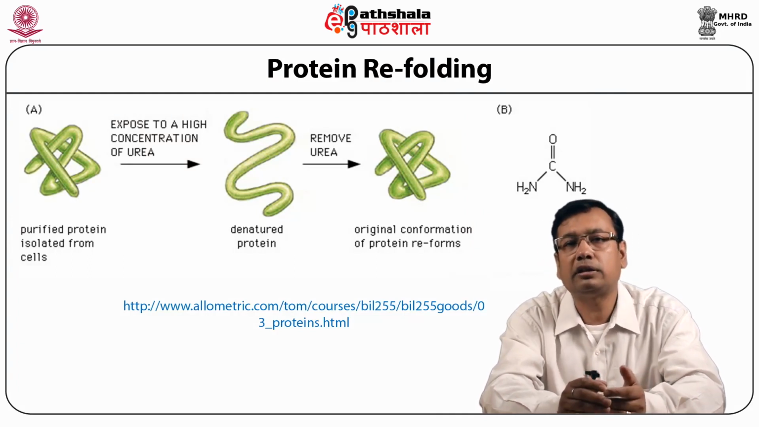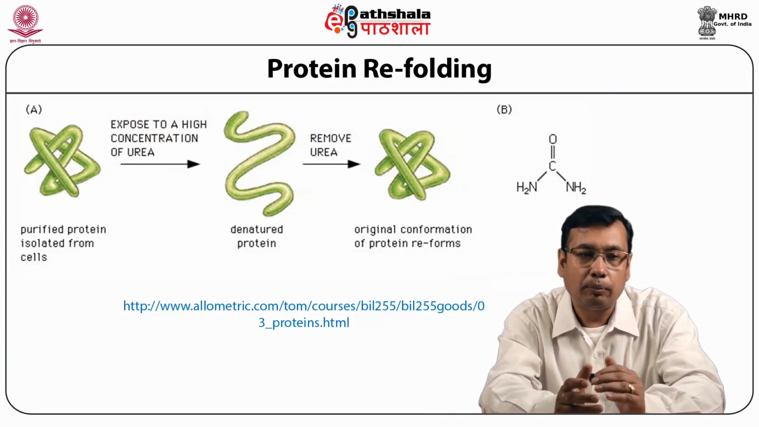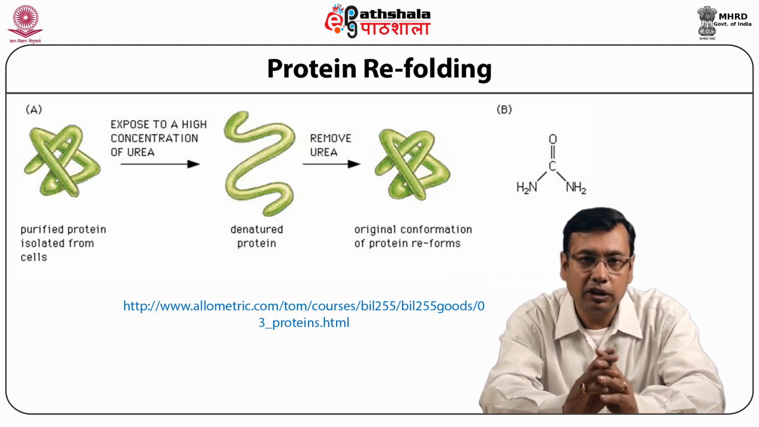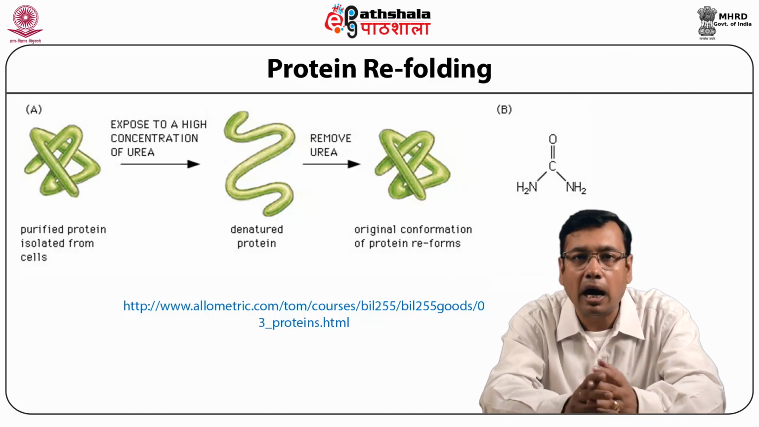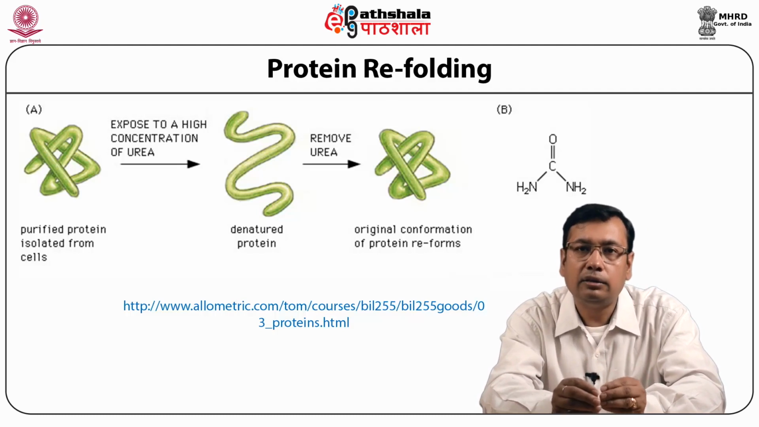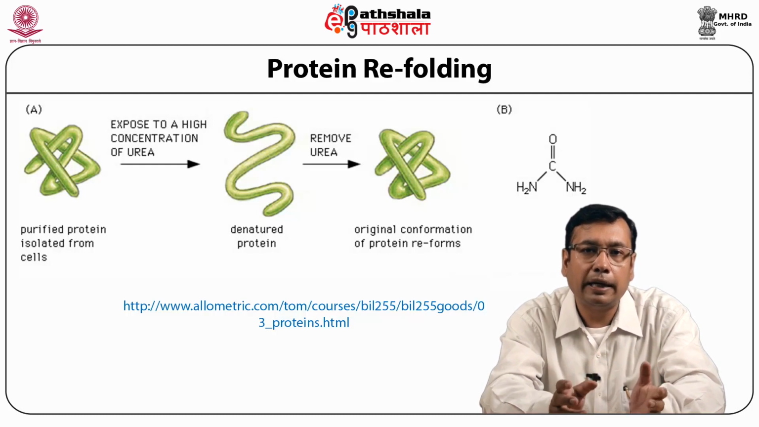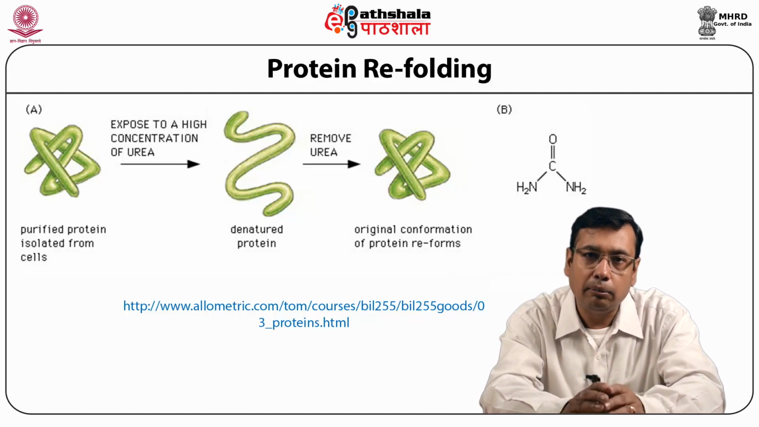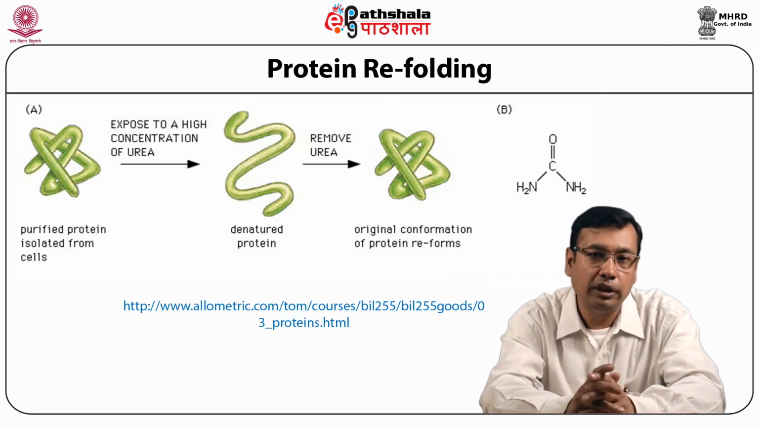Now I am going to discuss the in vitro situation, how you can manipulate the protein structure. You can see in this figure that purified protein isolated from the cells is exposed to a high concentration of urea. The moment you add the urea, that protein is denatured. Remove the urea and again that protein gets its original conformation. So here we have learned the denaturation and renaturation process of protein.